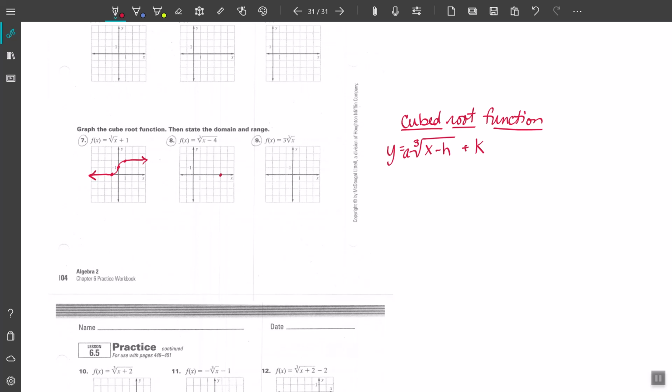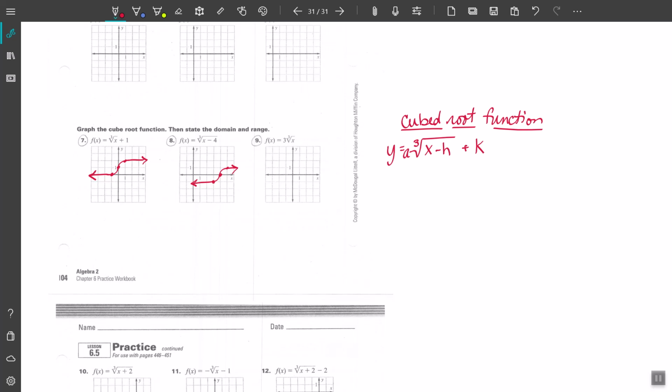And the a value is still 1, so I'm going to go up 1 to the right 1 from my original point, and then I'm going to go down 1 to the right 1 as well. And then I'm going to do my best to draw in that curved line with those 3 points.